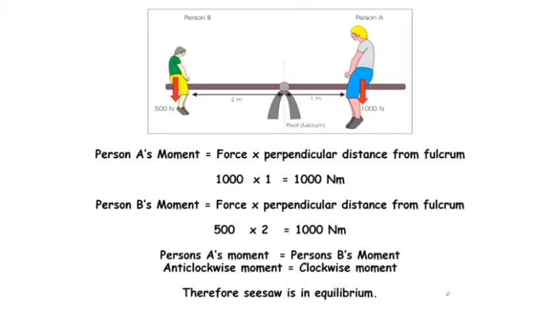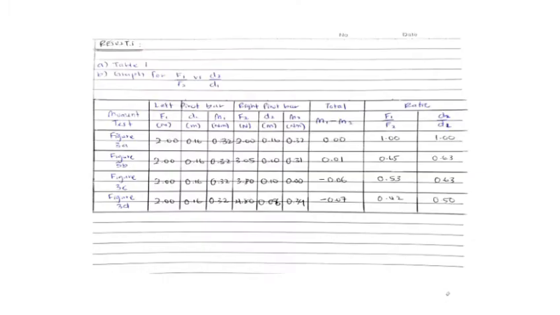So 500 times 2 equals 1000 Newton meter. As a conclusion, the anticlockwise moment is equal to the clockwise moment. Therefore, the seesaw is in equilibrium. Then we go to the results.